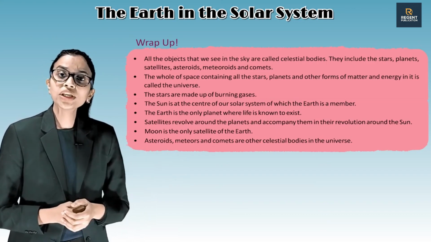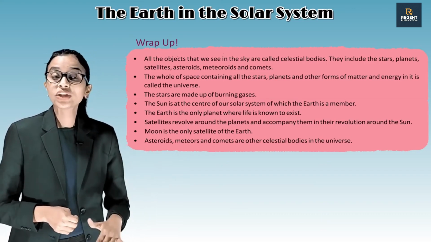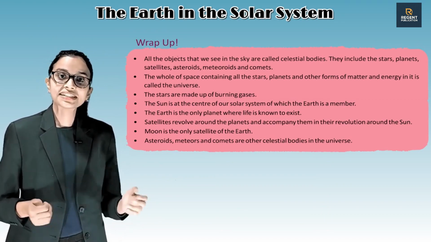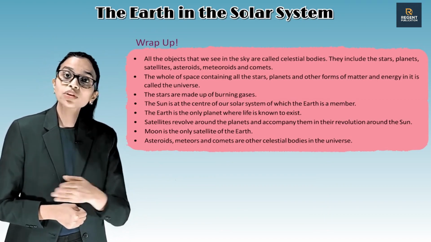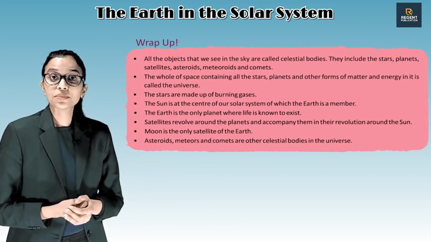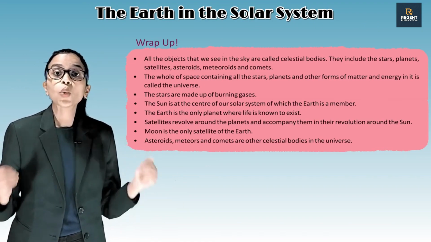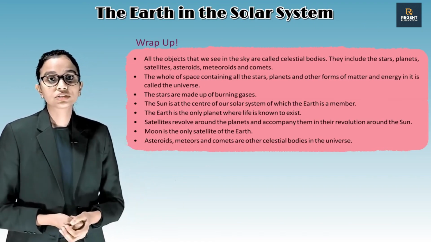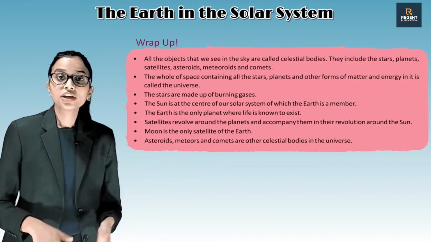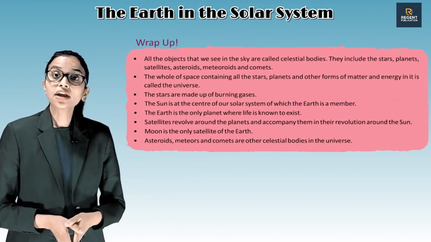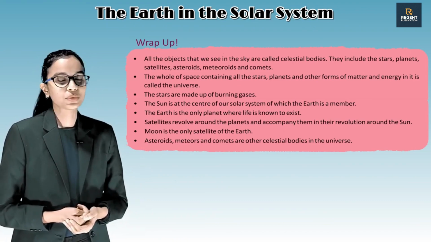The Earth is the only planet where life is known to exist. Satellites revolve around the planets and accompany them in their revolution around the sun. Moon is the only satellite of the Earth. Asteroids, meteors and comets are other celestial bodies in the universe.